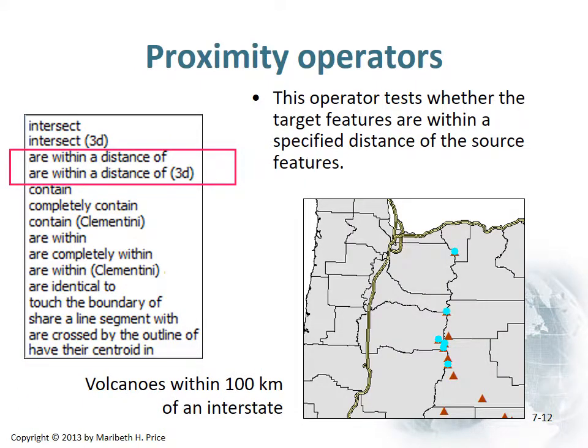Proximity is how close things are to each other. So using select by location, proximity operators are within a distance of. So the operator is going to say, for example, here, volcanoes within 100 kilometers of an interstate highway. And that will be the selection from, in this case, a point location data set from a linear data set or a line data set.